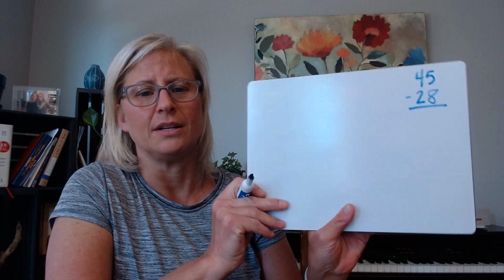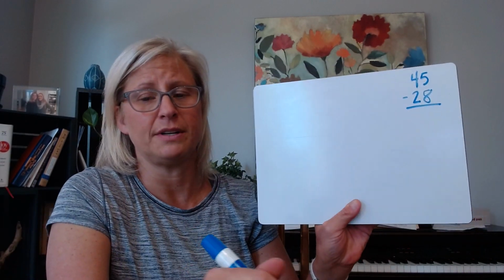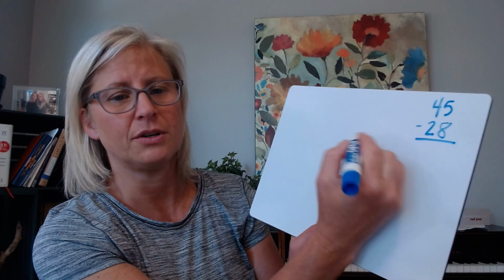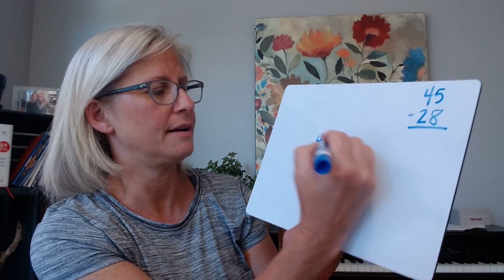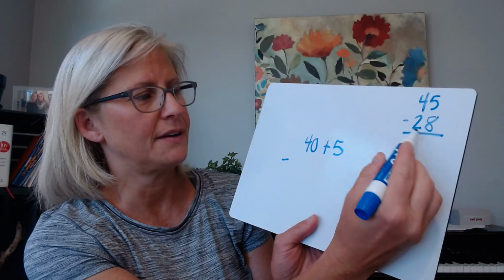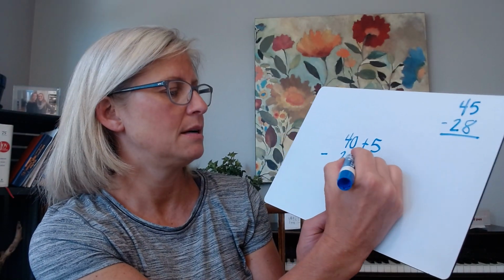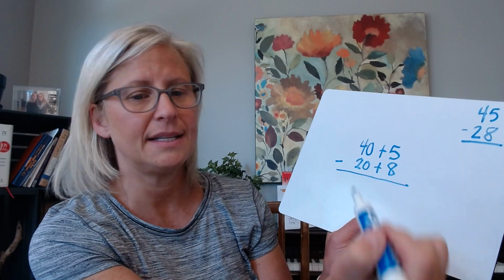Okay? All right, so I'm going to do the exact same thing because we're doing partial differences. I'm going to write the numbers in their expanded form. We already know 45 is 40 plus 5. We just did that. But instead of 23 this time, now we have 28. So I'm going to do 20 plus 8.